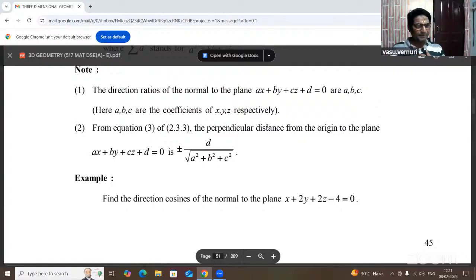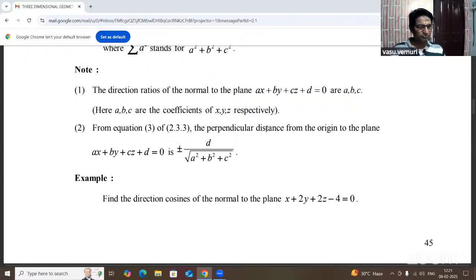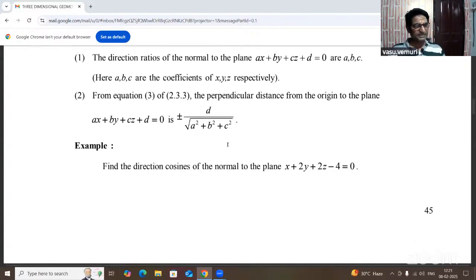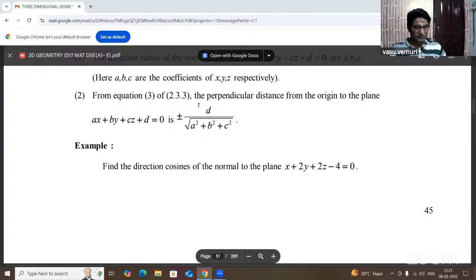What is the perpendicular distance from the origin to the plane? Already we know the plane equation, Ax plus By plus Cz plus D equal to 0. Here the perpendicular distance from the origin is plus or minus D by root of A square plus B square plus C square. This is the formula, and from the transformation we require this value.